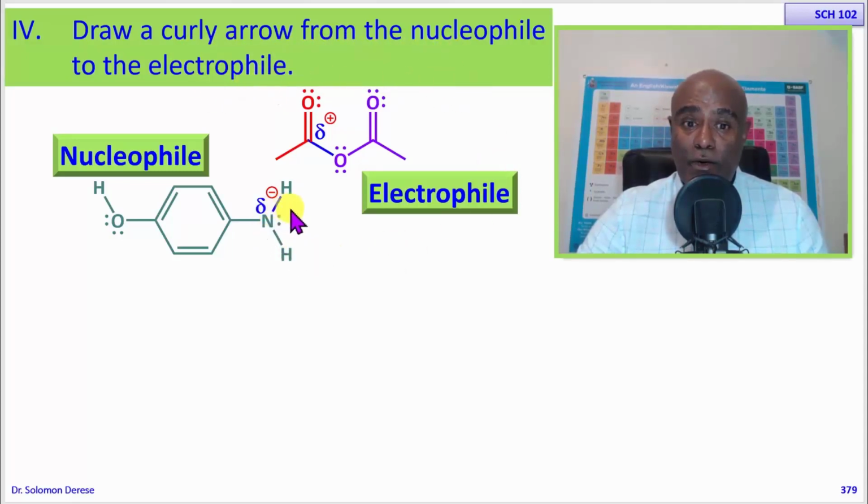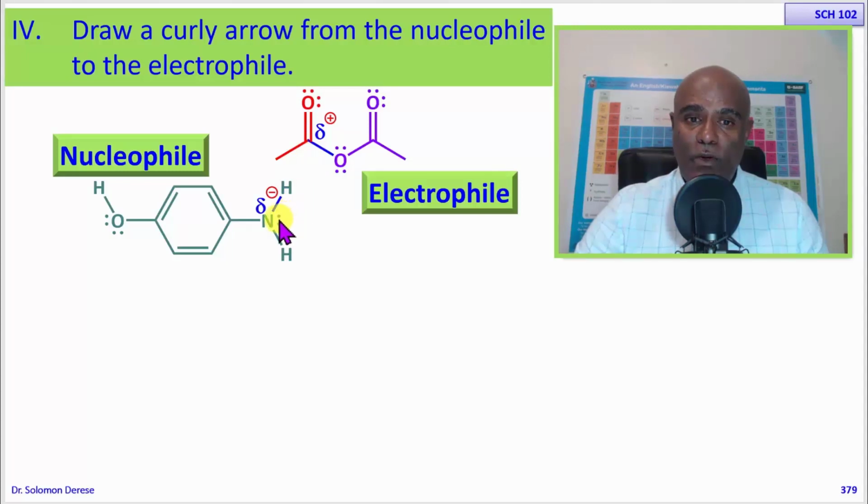So in this curly arrow, we are going to use an arrow which is double-headed, showing the movement of 2 electrons. The tail of the arrow is going to start from the source of the electrons, the nucleophile, the lone pair of electrons on the nitrogen, and then it will be pointing towards the electrophilic center, which is the carbonyl carbon. So the tail will be on the nitrogen, which is the nucleophile, and then the head of the arrow will be on the carbonyl carbon, which is the electrophile.